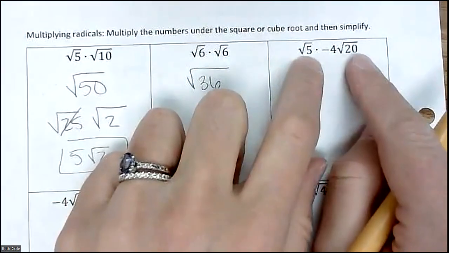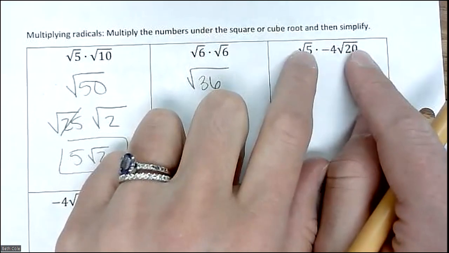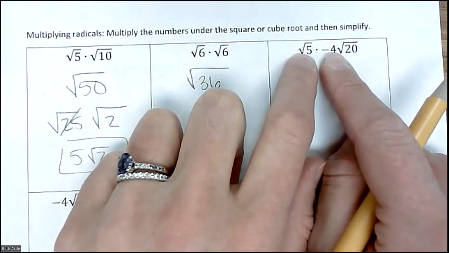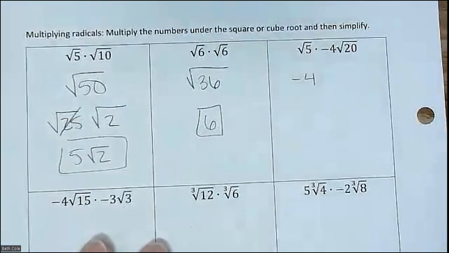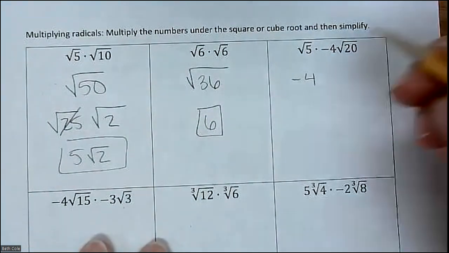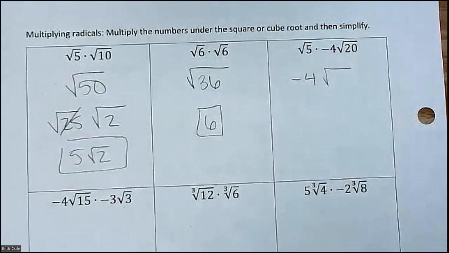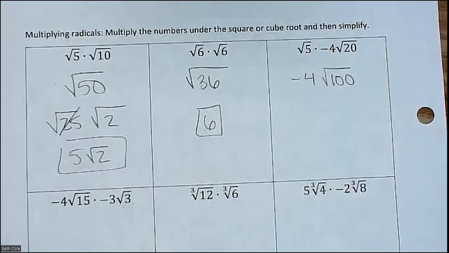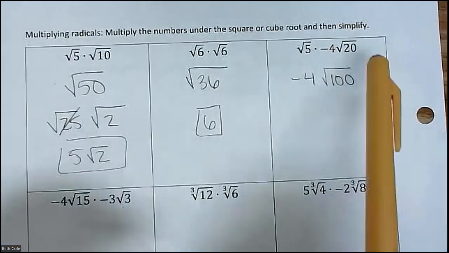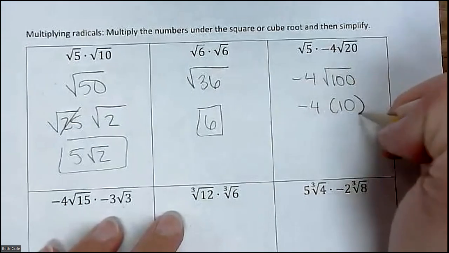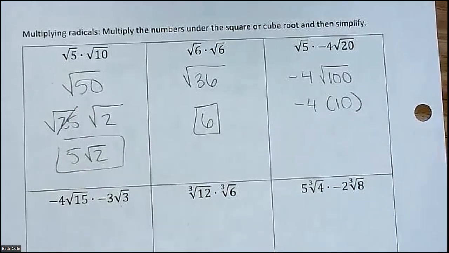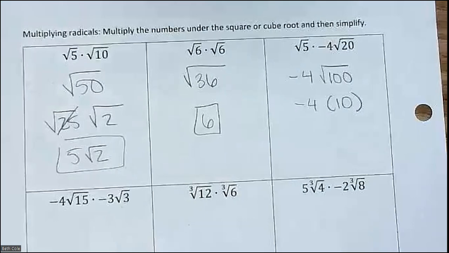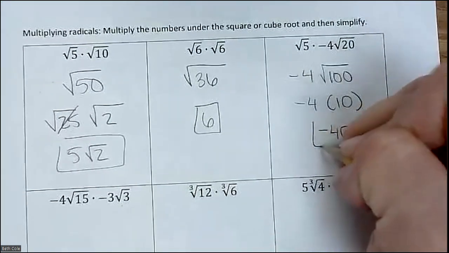Now here, do you see how the 5 and the 20 are underneath and the -4 is not? Okay, so the -4 is going to just stay outside. And then the 5 times 20 is going to go inside. So you multiply the parts outside, you multiply the parts inside. So 5 times 20 is 100. Ooh, and that's actually good because what's your square root of 100? Is 10. And so then what's your final answer? -40.